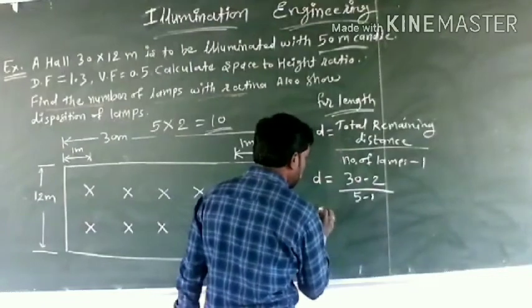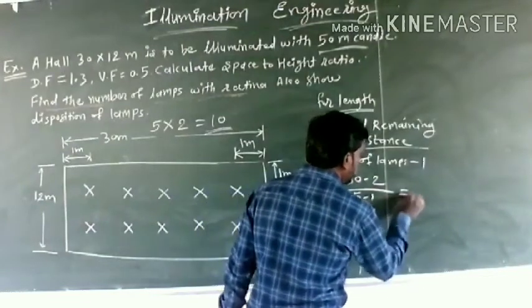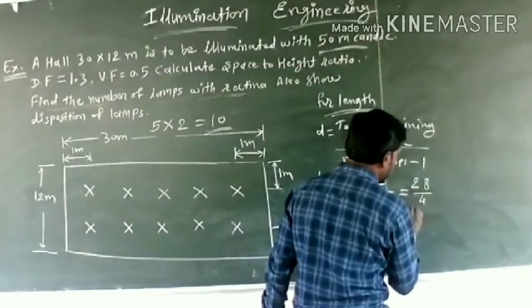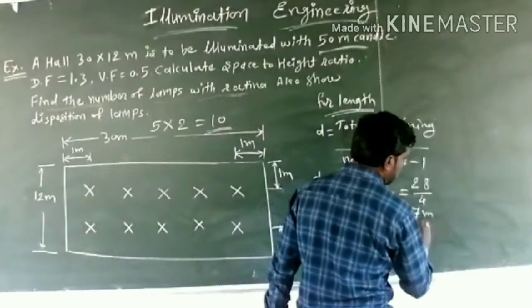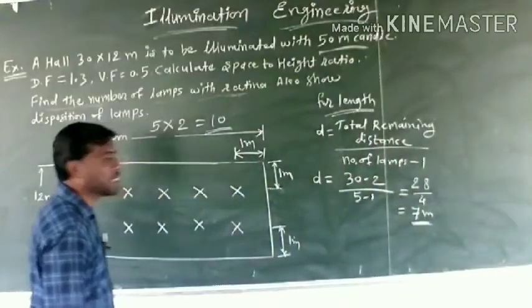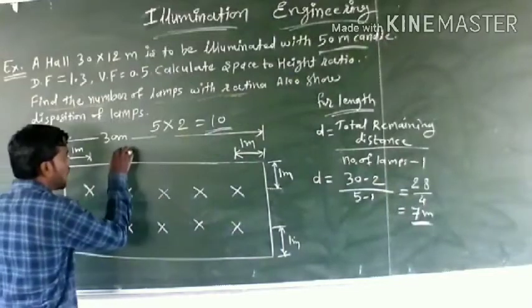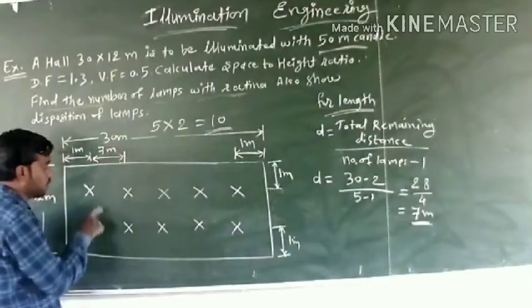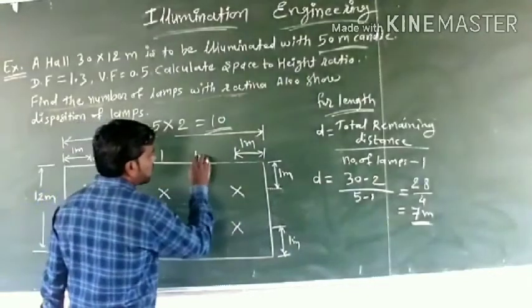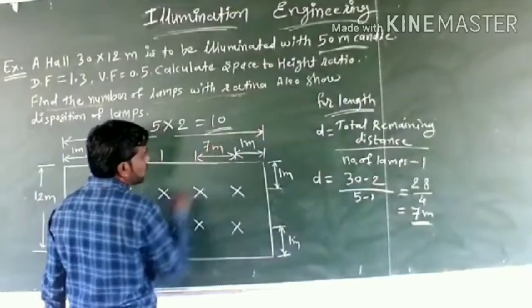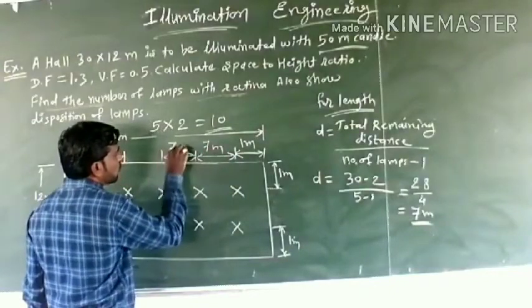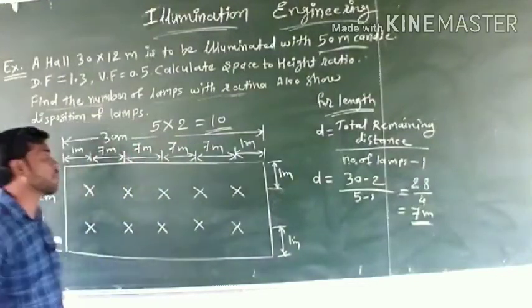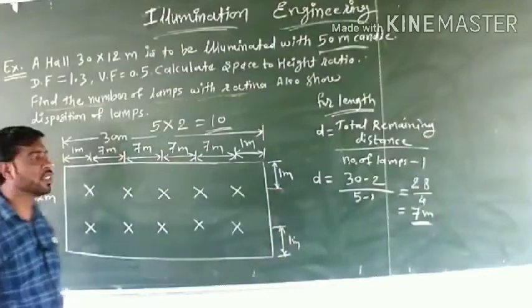So we get d is equal to 30 minus 2, which is 28, divided by 4. So here 7 meter. That means 7 meter is the distance between these two lamps. Similarly, the distance between the two lamps here is 7, here also 7 meter, and here also 7 meter. So from this formula, we can easily calculate the distance between these two lamps.